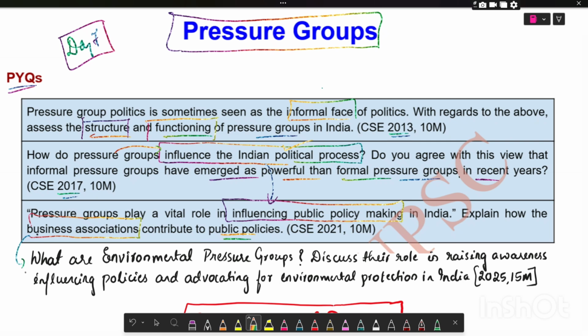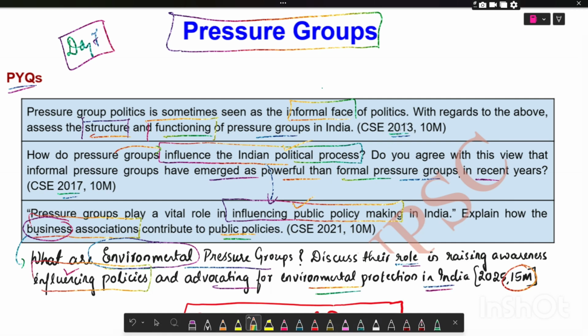In mains 2025, there was a question on environmental pressure groups. This was also a specific question about pressure groups. They asked about business associations, and in 2025, environmental pressure groups. Discuss their role in raising awareness, influencing the policies, and advocating for environmental protection in India. This was asked for 15 marks. Again, the same thing: how they influence the policy making.